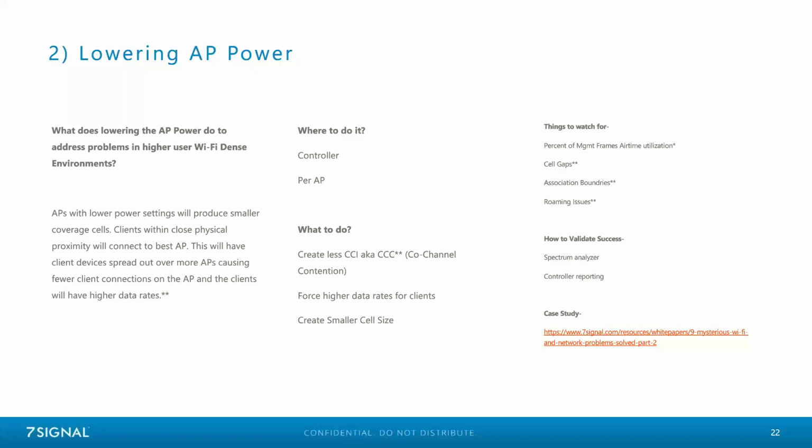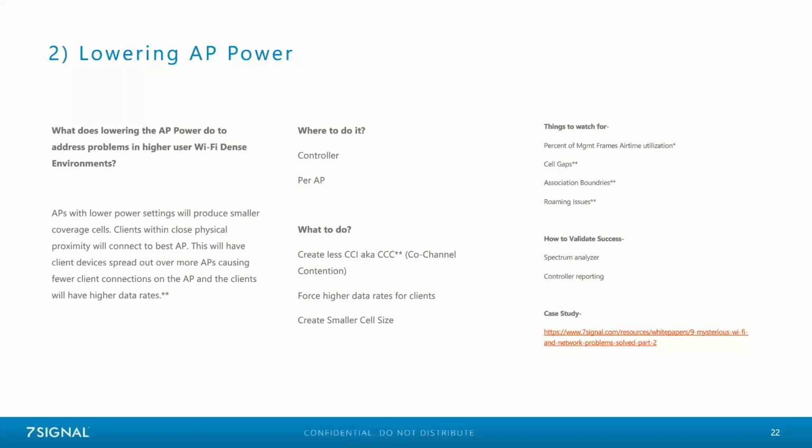So you're basically creating less co-channel interference, also known as co-channel contention, a 303 topic too. And I really like changing CCI to CCC, instead of having CCI and adjacent co-channel interference. I really like the naming of co-channel contention. I think that resonates a little bit more for me in my limited understanding of Wi-Fi. I think that's a great terminology for it. But again, it's basically the same thing. And what we're doing is we're forcing higher data rates for clients, right? We'll talk about this here in a second with the probes, and we're creating a smaller cell size.